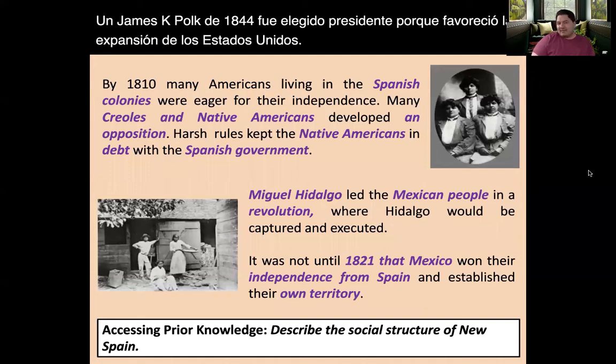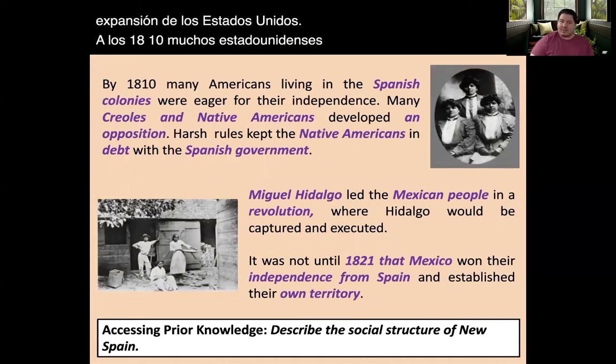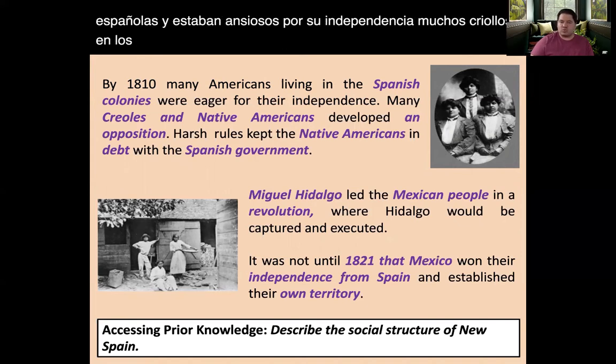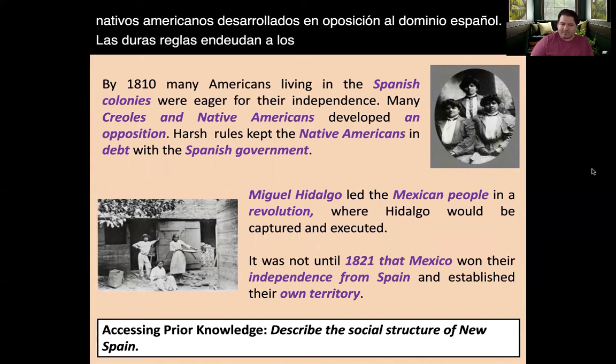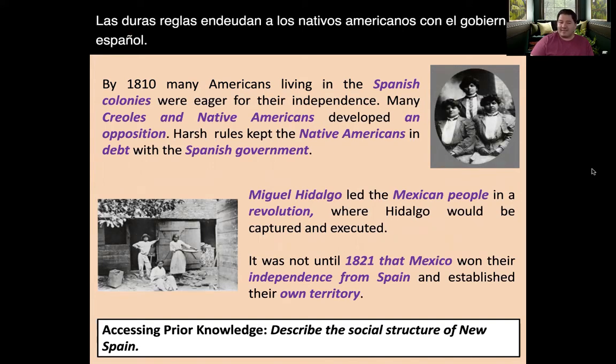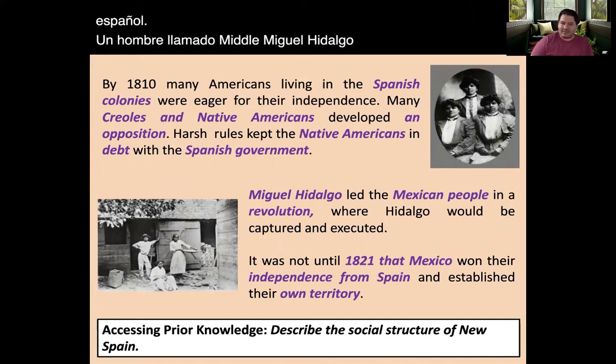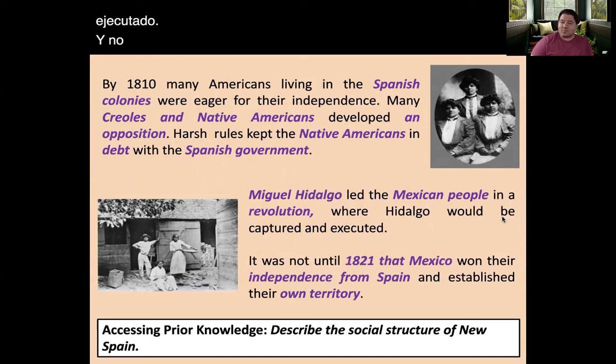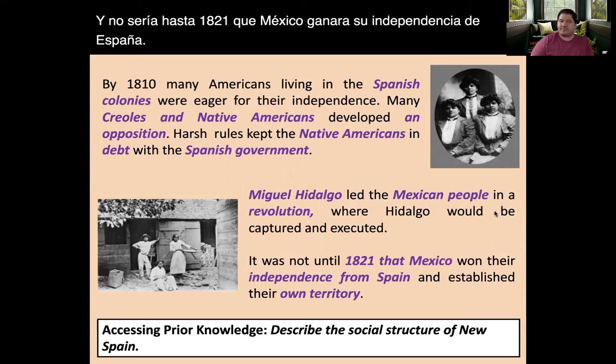By 1810, many Americans were in the Spanish colonies and they were eager for their independence. Many Creoles and Native Americans developed an opposition to the Spanish rule. Harsh rules kept the Native Americans in debt with the Spanish government. A man by the name of Miguel Hidalgo led the Mexican people in a revolution where ultimately Hidalgo was captured and executed. And it would not be until 1821 that Mexico won their independence from Spain and established their own territory, or their own country.